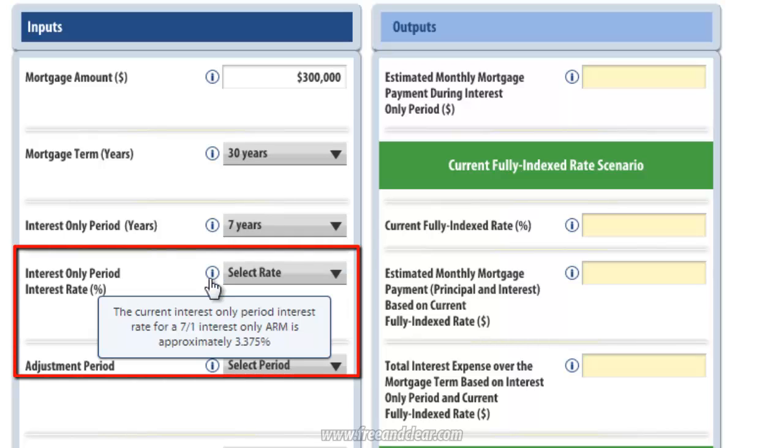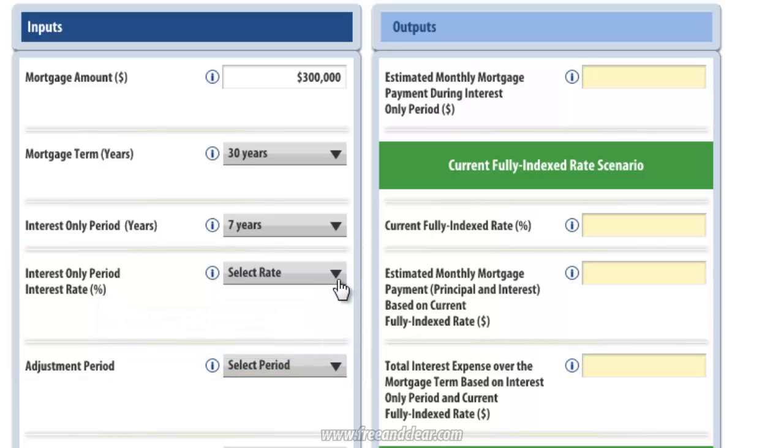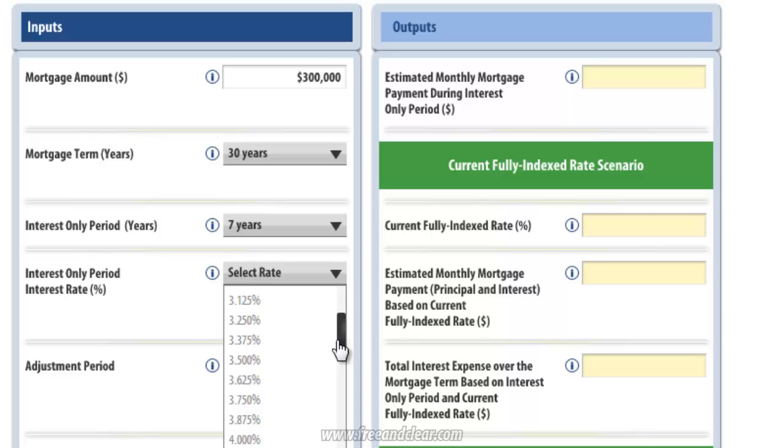The next input is interest-only period interest rate. This is the interest rate you pay during the initial period of your mortgage, which is 7 years in this example. So the starting interest rate for your loan. If you hover your cursor over the icon to the left of the drop-down menu, it shows the current interest-only interest rate for a 7-1 interest-only ARM. In this case, the interest rate is approximately 3.375%. If you click on the drop-down menu, it reveals a range of options, and I'm going to select 3.375%.